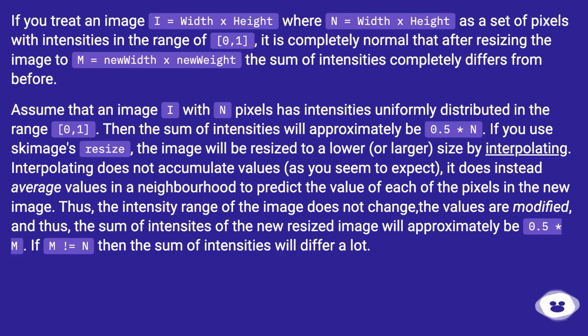If you use Skimage's resize, the image will be resized to a lower, or larger, size by interpolating. Interpolating does not accumulate values, as you seem to expect, it instead averages values in a neighborhood to predict the value of each of the pixels in the new image. Thus, the intensity range of the image does not change, the values are modified, and the sum of intensities of the new resized image will approximately be 0.5m. If m is not equal to n, then the sum of intensities will differ a lot.